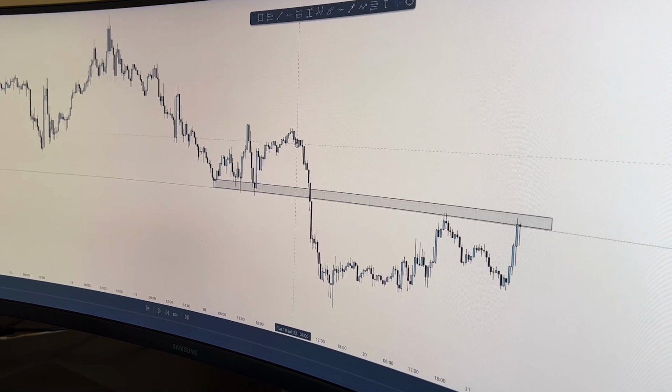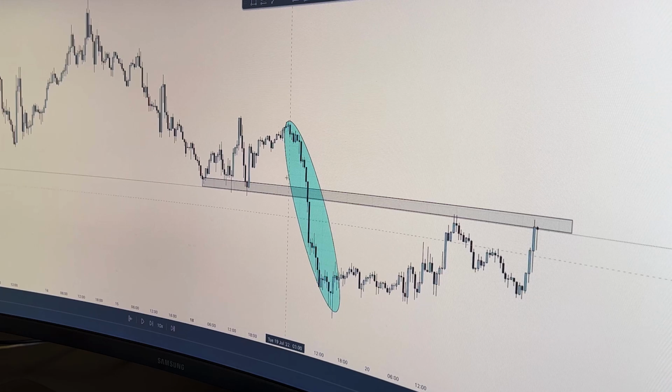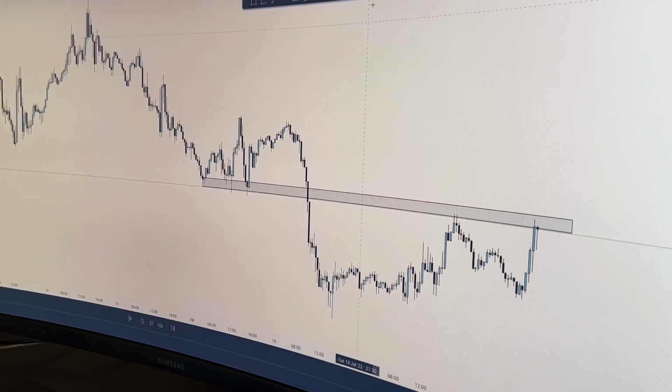But notice how we've broken this level of support, okay? Keep your attention on this move here. This move is very impulsive, okay? We've broken through this support very impulsively. And then what happens is we move to the upside in a correction, okay? So take your focus here.